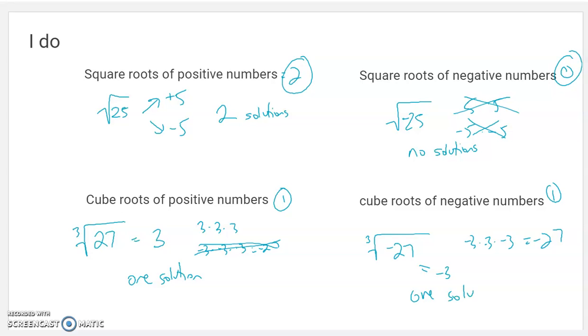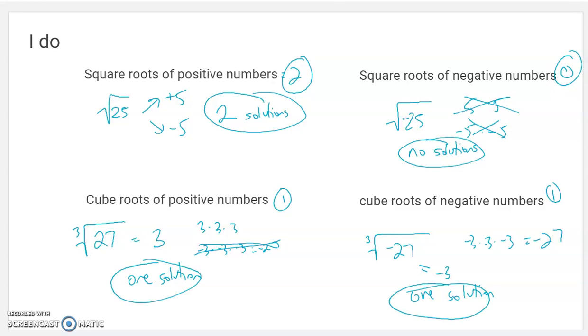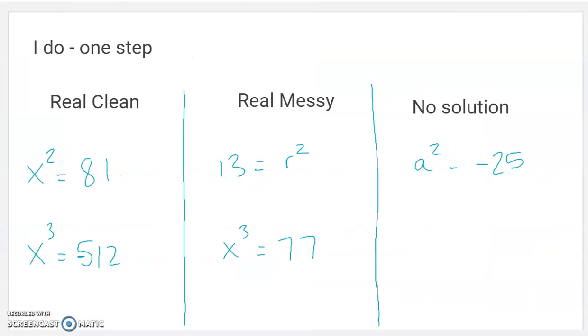So that's just one of the things to get used to if you're not already with square and cube roots. Square roots: positive numbers have 2, negative numbers have none. Cube roots: positive numbers have 1, negative numbers also have 1. So when you look at equations with variables in them, that's what I want to look at today.